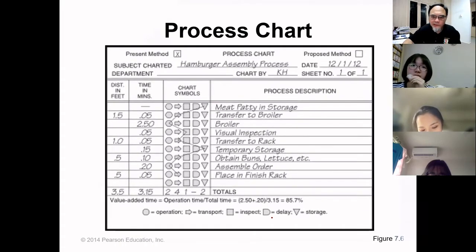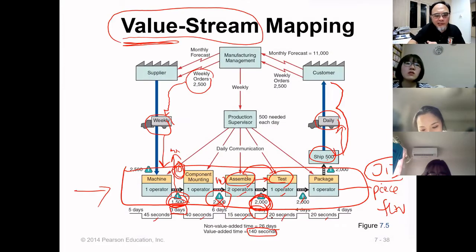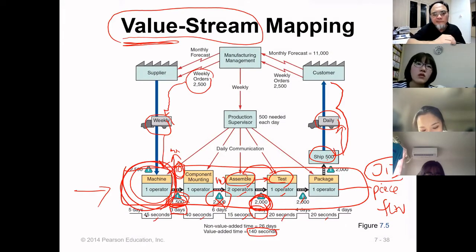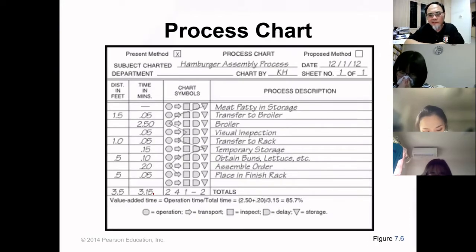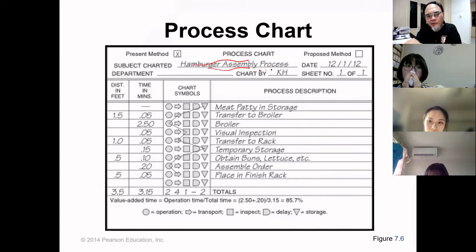Another process analysis is the process flowchart. Now, in any process, this is more micro, more detailed. For example, this machine operator is 45 seconds. So what is he doing? So you come up with a process chart. A process chart for the machining process, assembling process. And then you describe the steps.